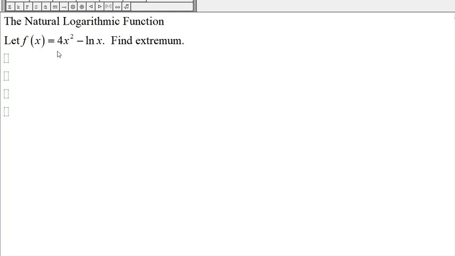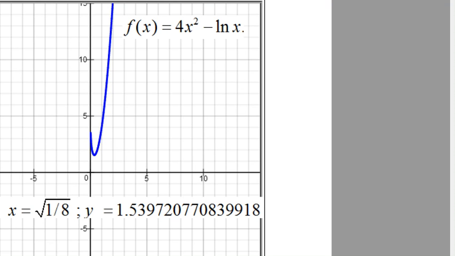Here we have the function f of x equal to 4x squared minus ln x, and we want to find extremum. And what we mean is find the maximum or the minimum, relative maximum, relative minimum. And this is what the graph looks like. So we have an extremum right here. We have a relative minimum right here. And so we want to find this point right here.